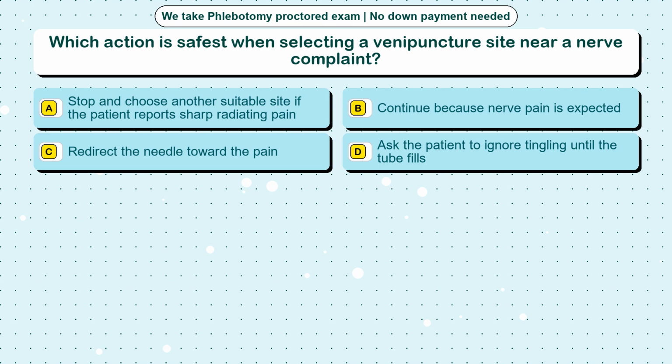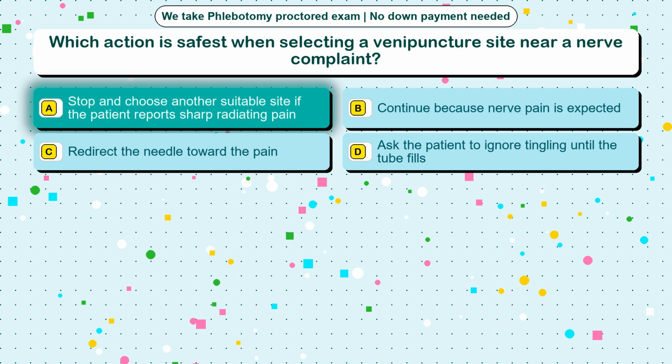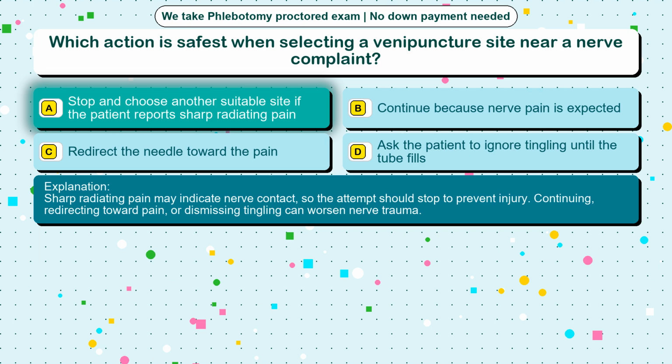Option A. Stop and choose another suitable site if the patient reports sharp radiating pain. Option B. Continue because nerve pain is expected. Option C. Redirect the needle toward the pain. Option D. Ask the patient to ignore tingling until the tube fills. The correct answer is option A. Stop and choose another suitable site if the patient reports sharp radiating pain. Sharp radiating pain may indicate nerve contact, so the attempt should stop to prevent injury. Continuing, redirecting toward pain, or dismissing tingling can worsen nerve trauma.